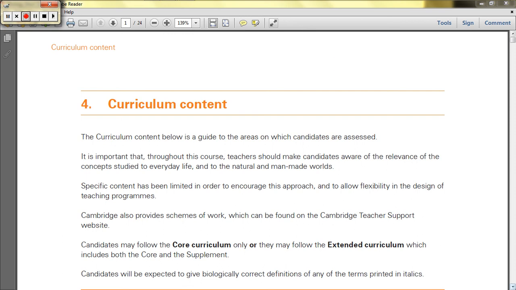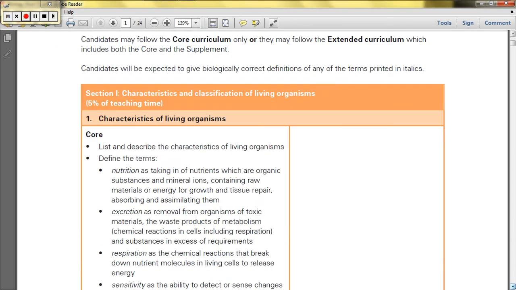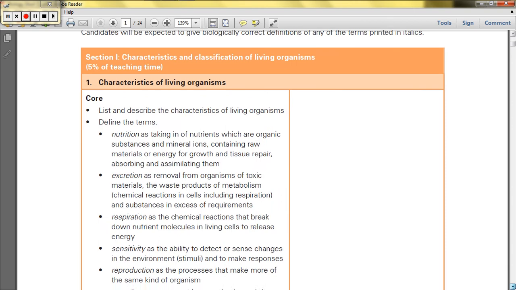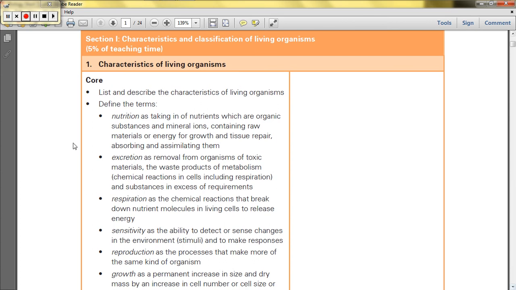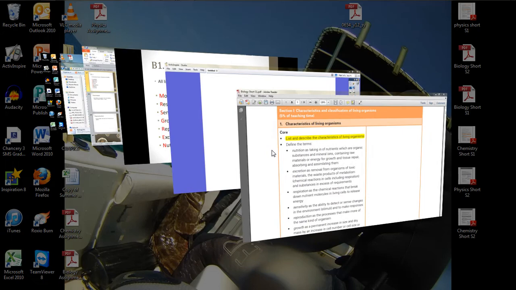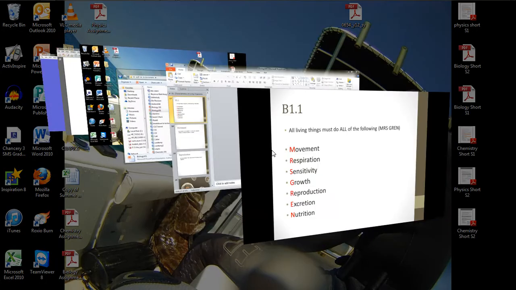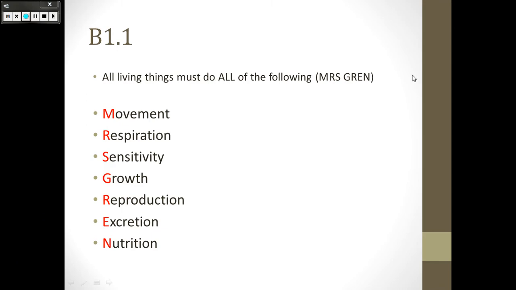Okay, so first lesson for Biology 101, we go to the syllabus and it's characteristics of living things. The first one says list and describe the characteristics of living organisms. So these are basically your Mrs. Gren that you should already know. Movement, respiration, sensitivity, growth, reproduction, excretion, and nutrition.